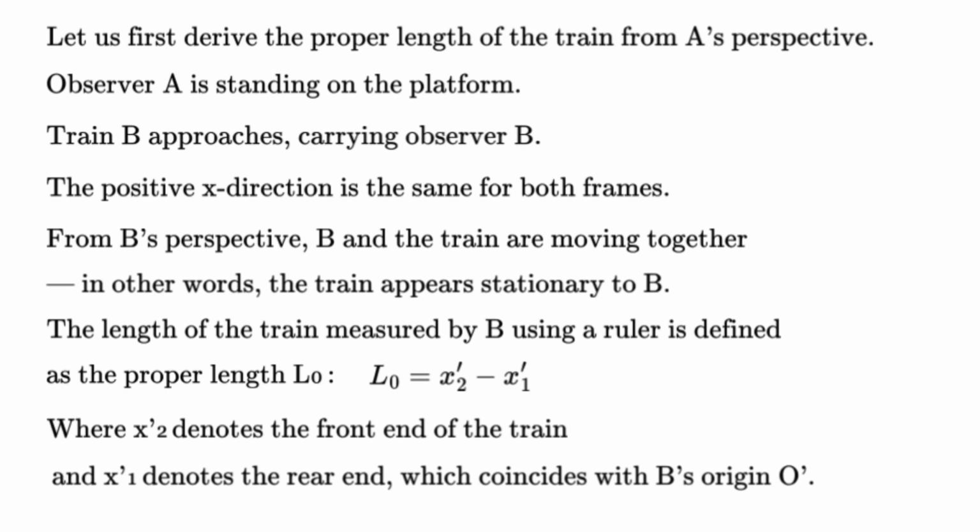Let us first derive the proper length of the train from A's perspective. Observer A is standing on the platform. Train B approaches, carrying observer B. The positive x direction is the same for both frames. From B's perspective, B and the train are moving together. In other words, the train appears stationary to B. The length of the train, measured by B using a ruler, is defined as the proper length L naught. L naught equals x prime 2 minus x prime 1, where x prime 2 denotes the front end of the train, and x prime 1 denotes the rear end, which coincides with B's origin O prime.